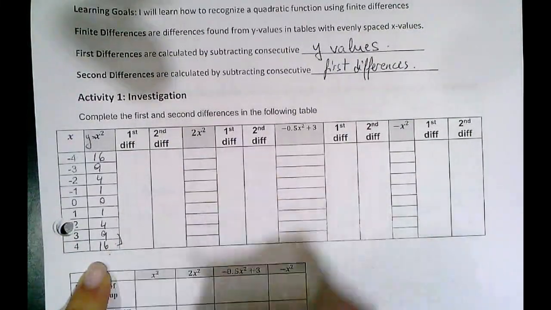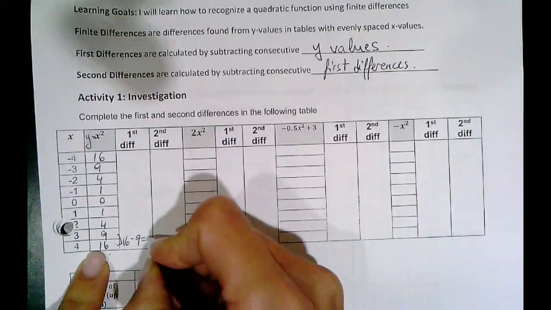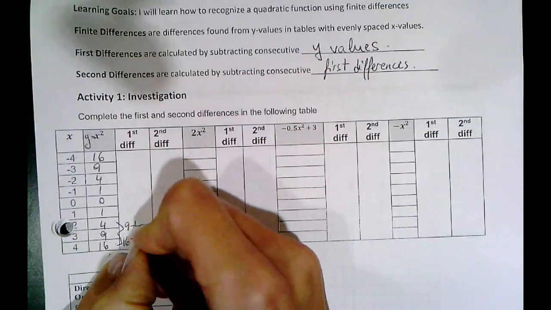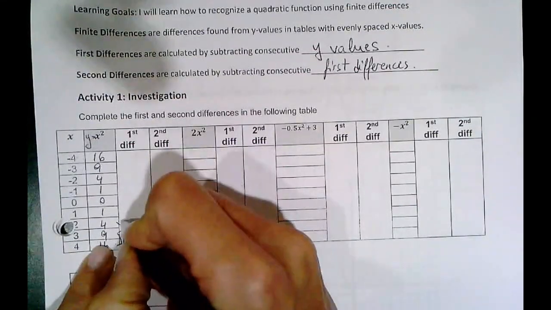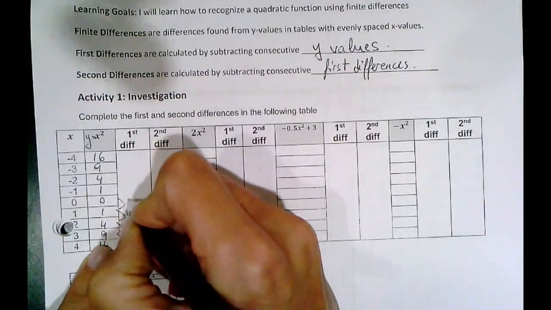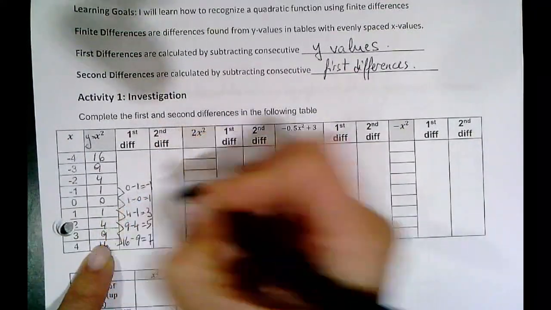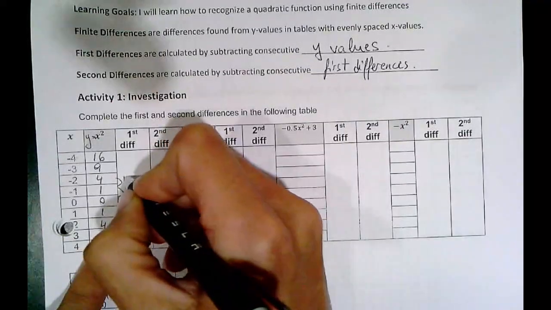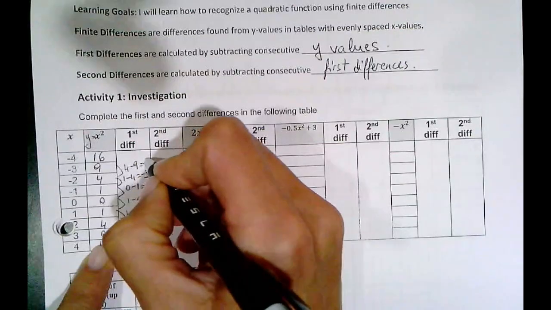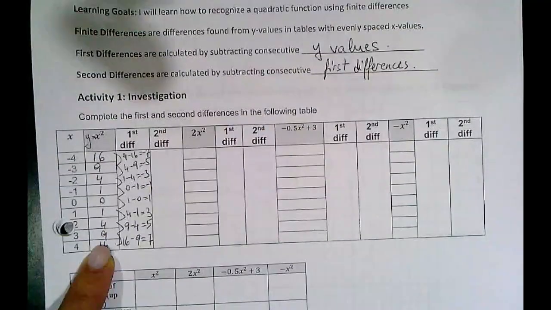So 16 minus 9 equals 7. Then I have 9 minus 4 equals 5. 4 minus 1 equals 3. 1 minus 0 equals 1. 0 minus 1 equals negative 1. 1 minus 4 equals negative 3. 4 minus 9 equals negative 5. And 9 minus 16 equals negative 7.